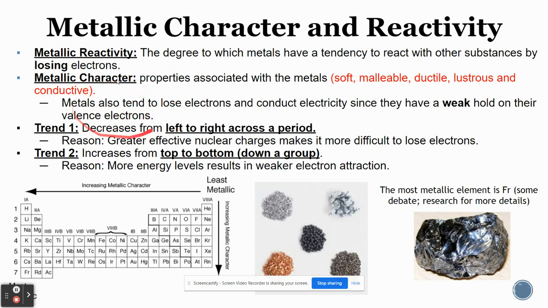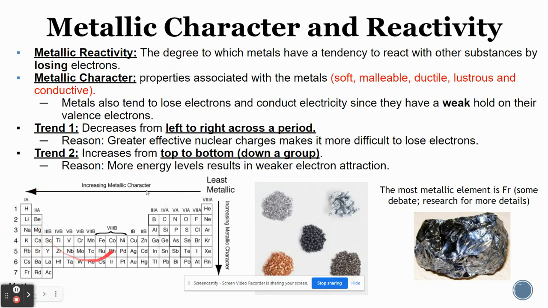So we notice some trends in our periodic table. The metallic reactivity usually decreases from left to right. So for example, lithium is a more reactive metal than beryllium, or sodium is a more reactive metal than magnesium, and magnesium is more reactive than aluminum. So in other words, you're more metallic towards the left side.